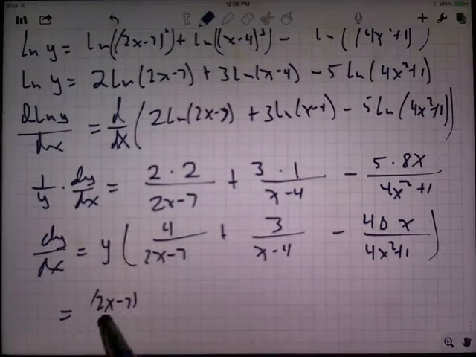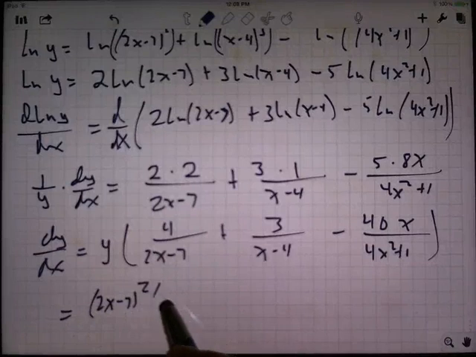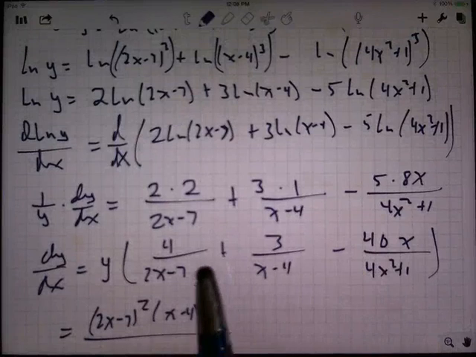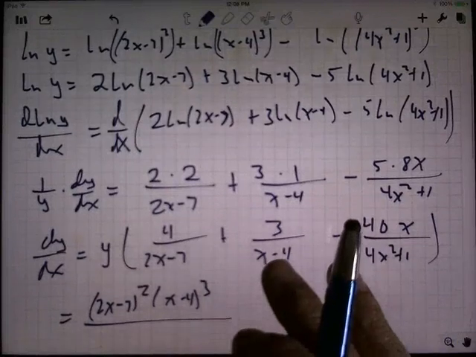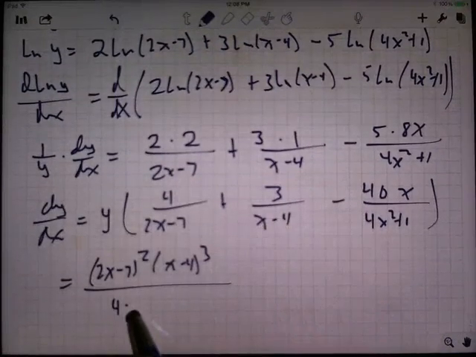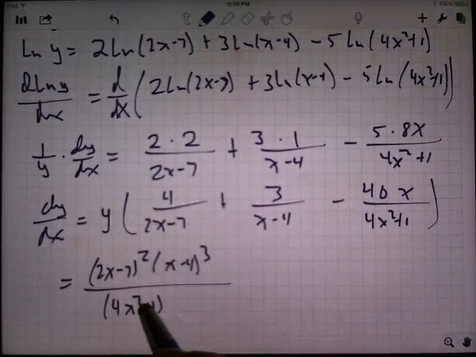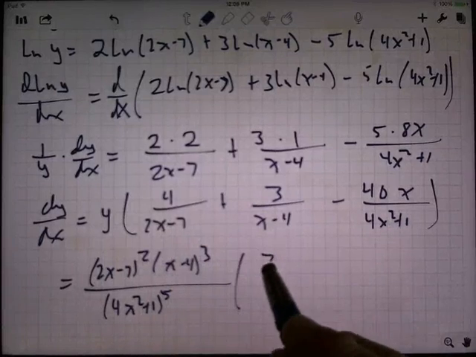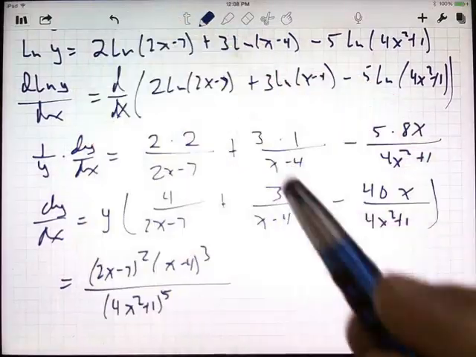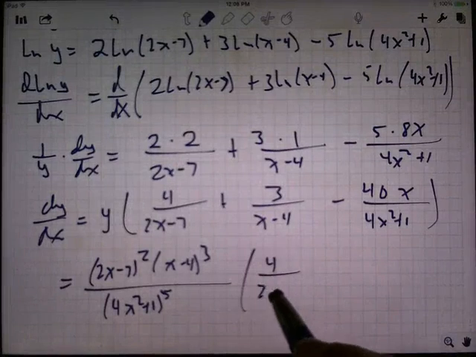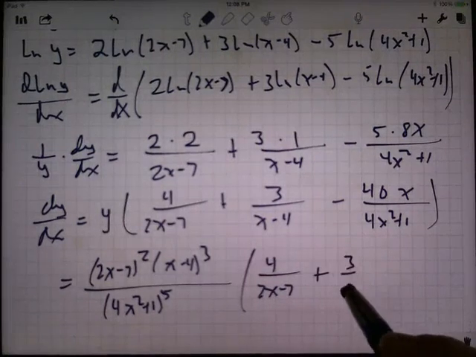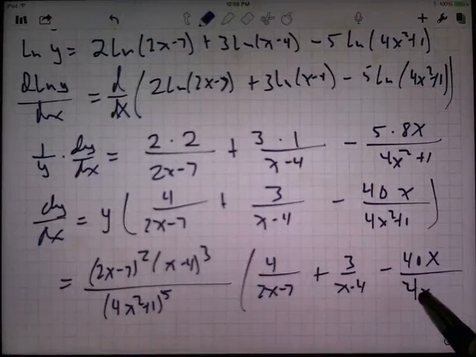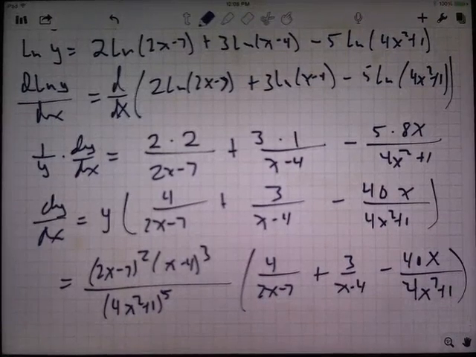2x minus 7 squared times x minus 4 cubed over, what did I have? 4x squared plus 1 to the 5th power. That's the y. And then times all this stuff here: 4 over 2x minus 7 plus 3 over x minus 4 minus 40x over 4x squared plus 1. And there you have the derivative.